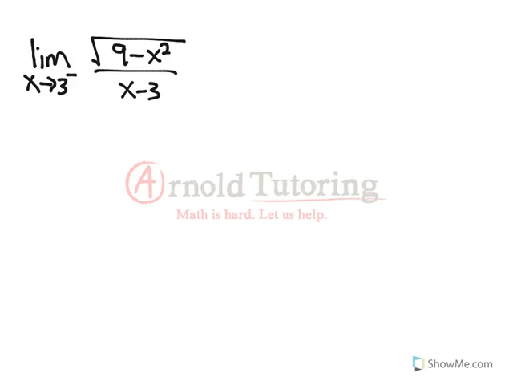Let's take a look at it. The limit as x approaches 3 from the left. That's always important to look at, that it's coming from the left. Of the square root of 9 minus x squared over x minus 3.